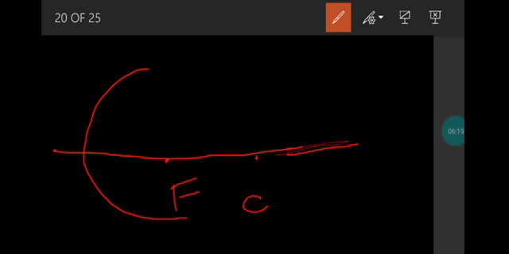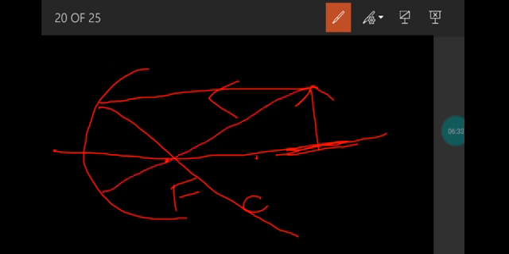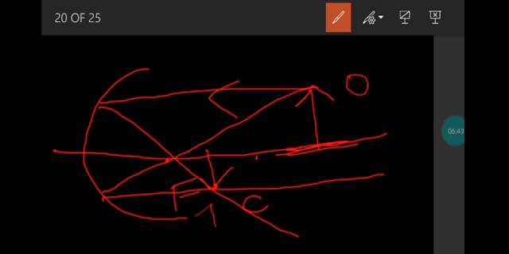See, this is a concave mirror. This is our F. This is our C. My object is here. When a light ray passes parallel to the principal axis, it moves through the focus point. Similarly, when a light ray is passing through the focus point, it moves parallel to the principal axis. So my image formed is here. This is object and this is image. My image is here.